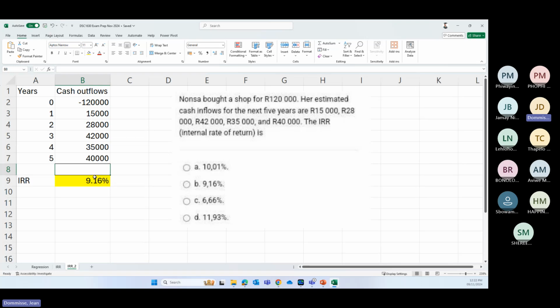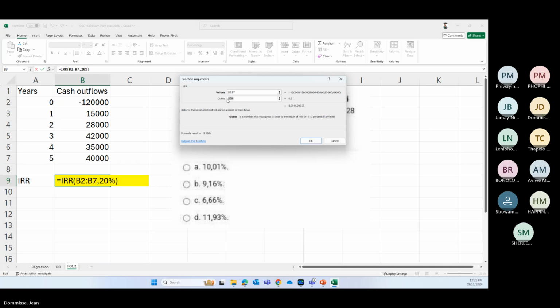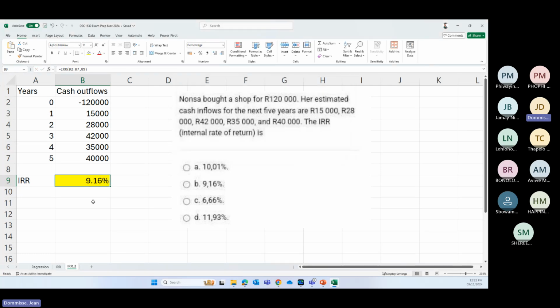Okay, so the answer is already correct, but just for the guess, I'm looking at the minimum 6.66 and the maximum, alpha, sorry, Afrikaans coming through there, 11.93. So between 6 and 12, I would say let's guess 8%. And let's see, so the answer is 9.16.